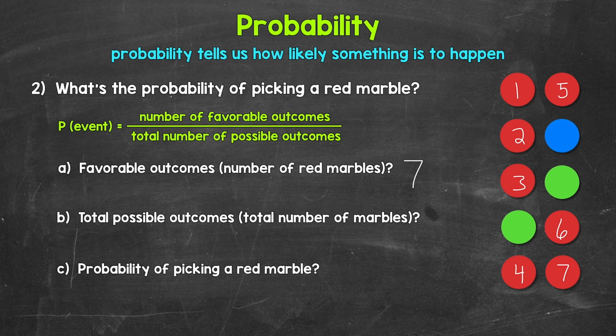Now we need the total number of possible outcomes. So the total number of marbles. Well, we have 1 green marble, 2 green marbles, and then 1 blue marble.